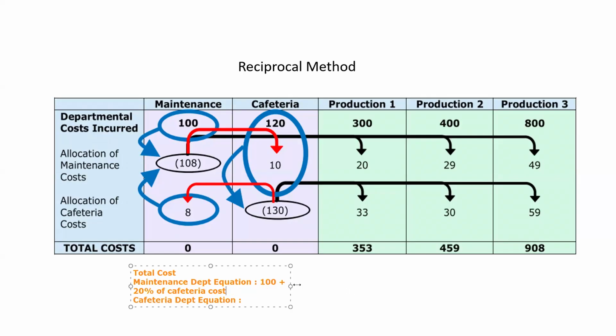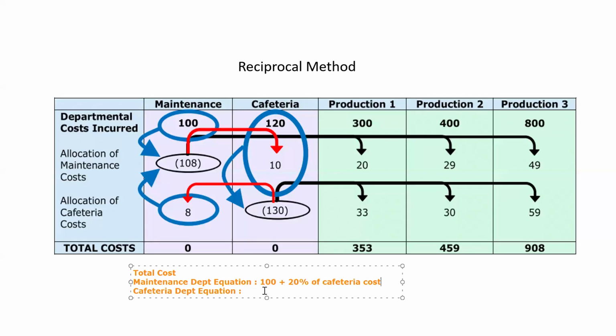Again, in the cafeteria department equation also, we don't know the total cost of cafeteria. 120 is the cafeteria department cost plus, again we'll choose 30% here, an assumption, 30% of maintenance department cost. These are the two equations that we frame.